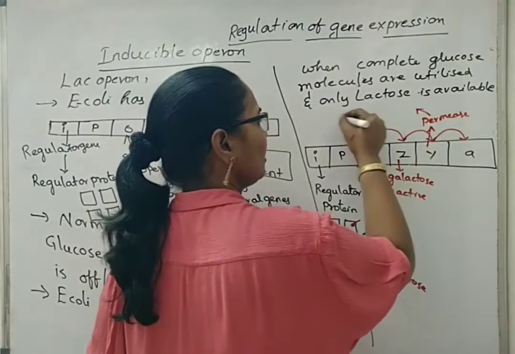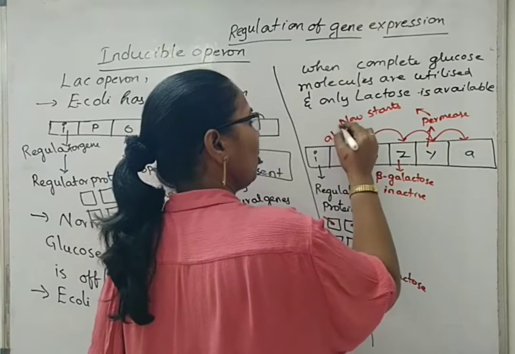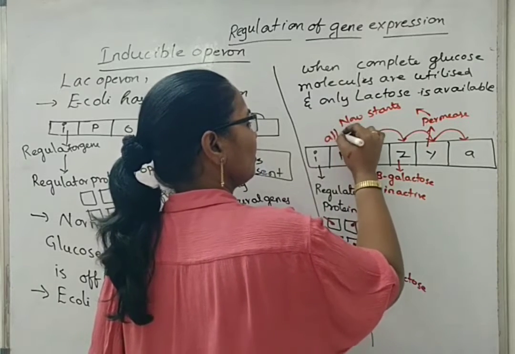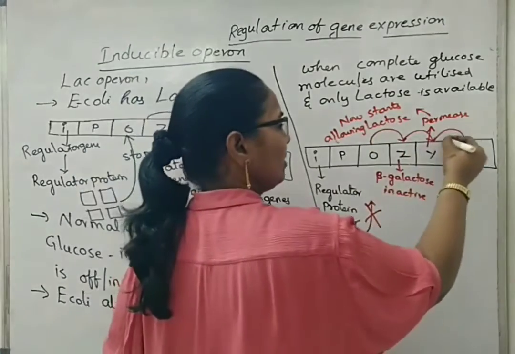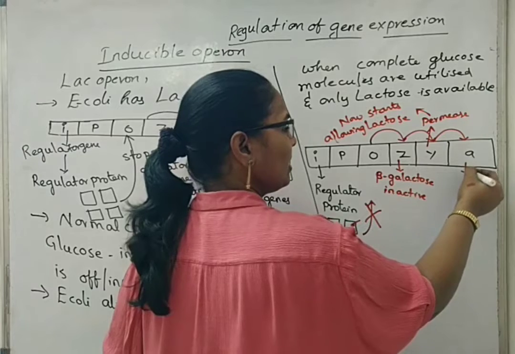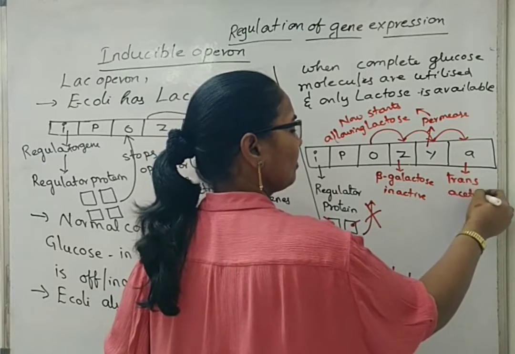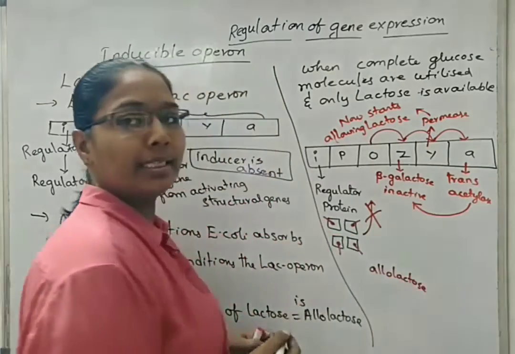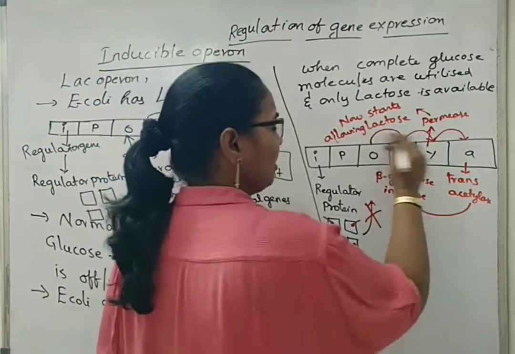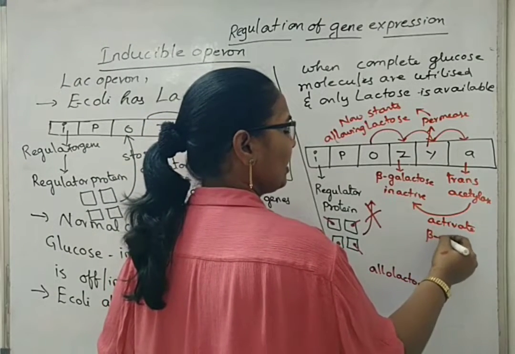So, permease now starts allowing lactose into the body. This in turn will activate the A gene to produce trans-acetylase. This trans-acetylase now will activate the beta-galactosidase.